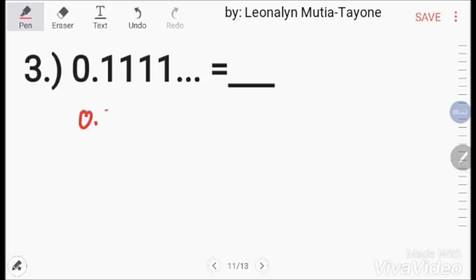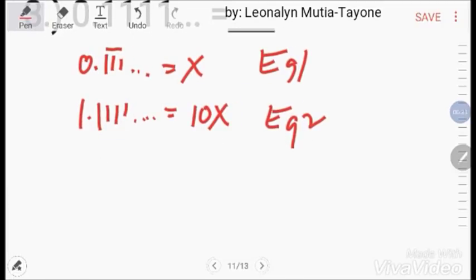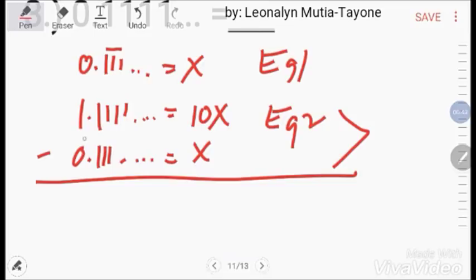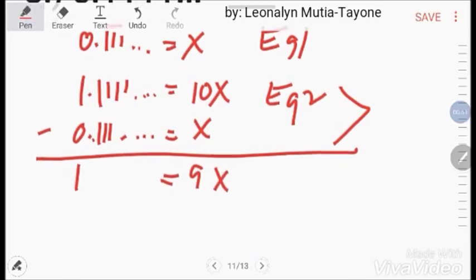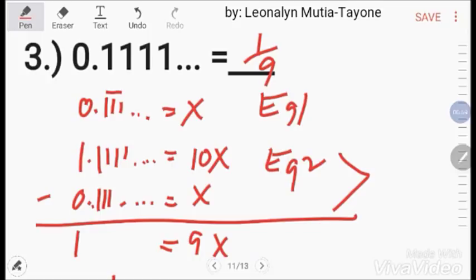Number 3. So, 0.111 and so on equals x. Dahil isa lang yung paulit-ulit, 1.111 equals 10x. Bali, minumultiply mo ng 10, kaya mayroon kang isang whole number dyan. Equation 2 minus equation 1, that is 1 equals 9x. So, pag-transpose mo, x equals 1 over 9. So, ang answer dito ay 1 over 9.